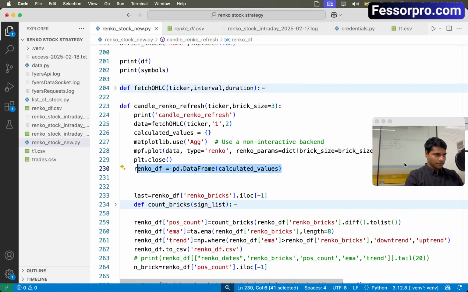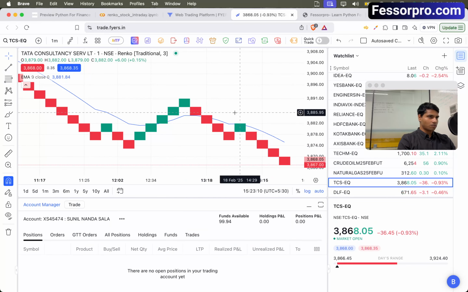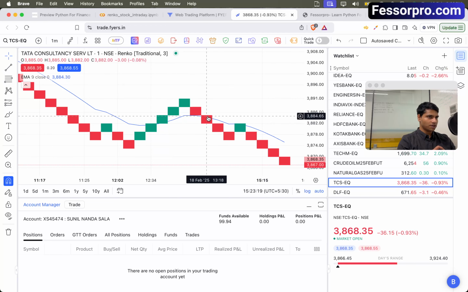Now, after getting this data frame, I am going to create another column called position count. Now, position count tells me how many bricks have formed till now. Let me give you an example. Let's say I'm at this brick right now. So till this brick, how many positive bricks do we have? We have 4 positive bricks. So the number will be 4. Let's say I'm here right now. So how many negative bricks do we have? We have 2 negative bricks. Let's say I'm at this point. So I have 4 negative bricks.